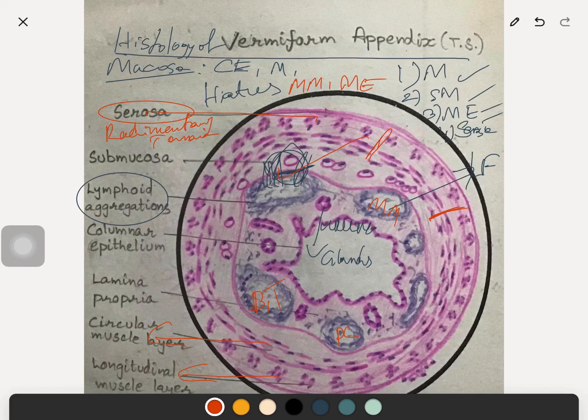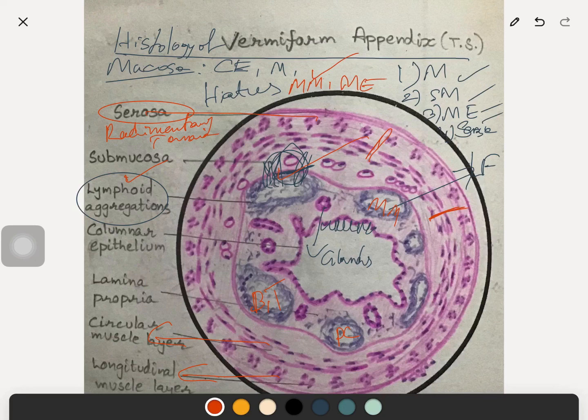It is the same as histology of GIT, having 4 layers, and it differs from histology of large intestine by having 2 special features: rudimentary tinea and lymphoid follicles, and also the hiatus muscularis mucosae and hiatus muscularis externa.